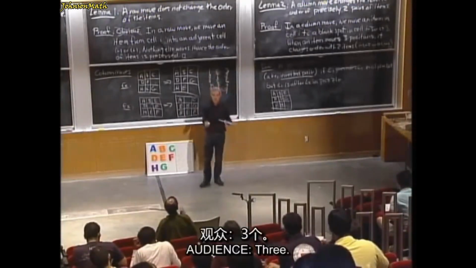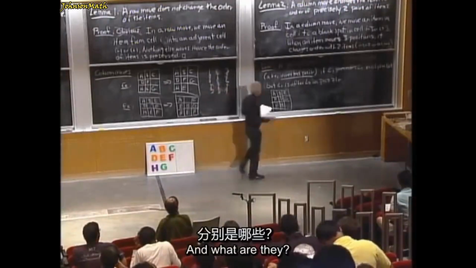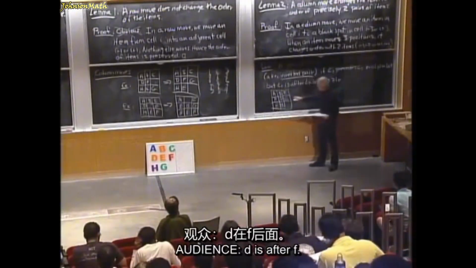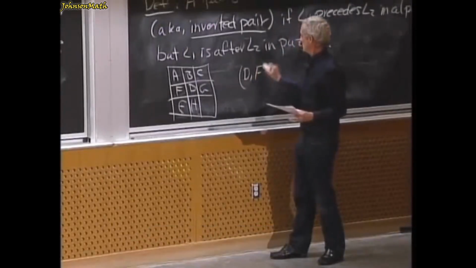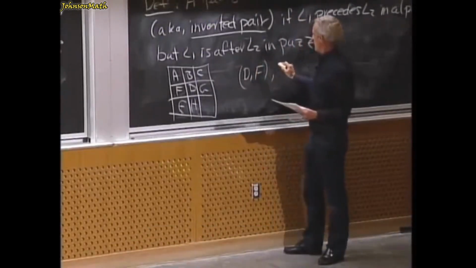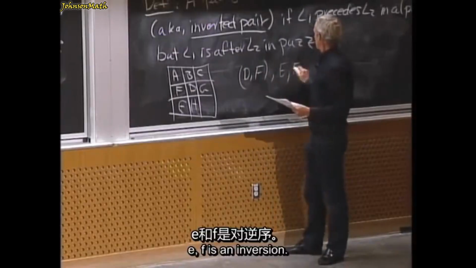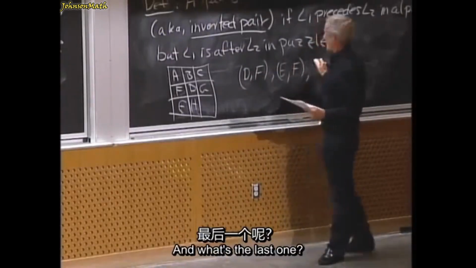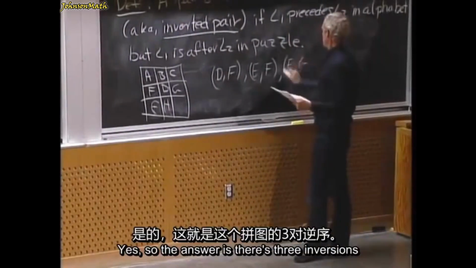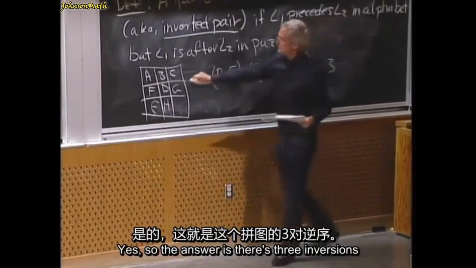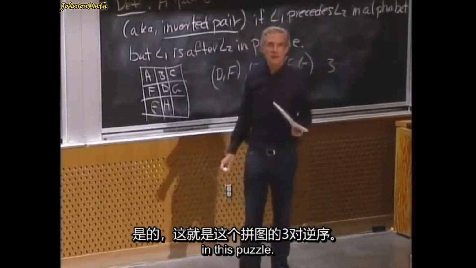Three, good. And what are they? D is after F. Yeah, DF is an inversion. EF is an inversion. And what's the last one? EG is an inversion. Yes, so the answer is there's three inversions in this puzzle.